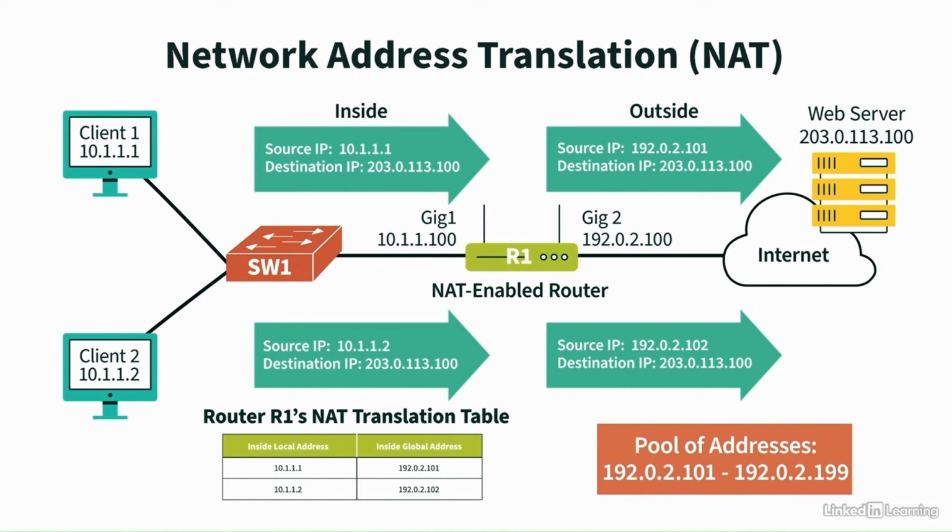By the same logic, we can say that the IP address of the web server is an outside global address because it refers to a device on the outside of our network. And the IP address of 203.0.113.100 is globally routable. This type of NAT is called dynamic NAT because we're dynamically translating multiple inside local addresses into multiple inside global addresses.